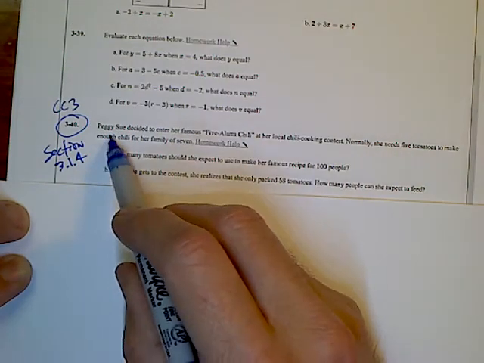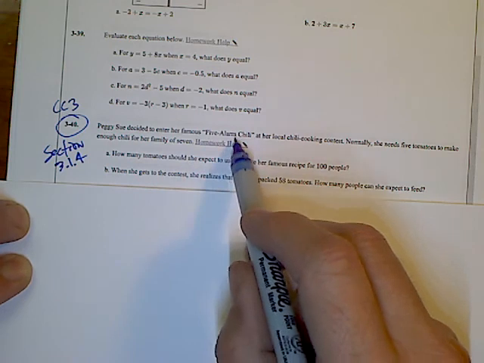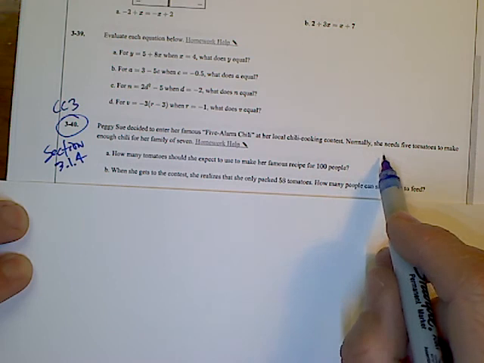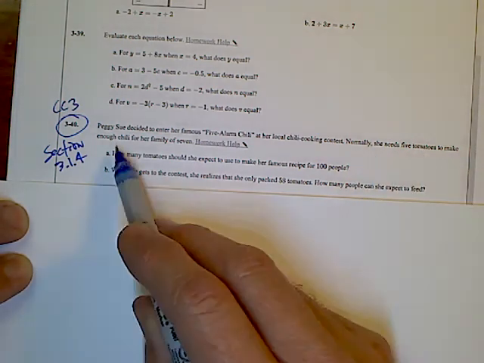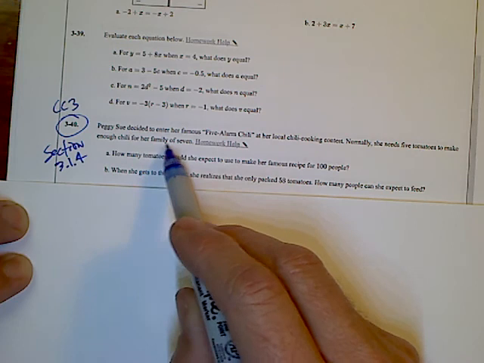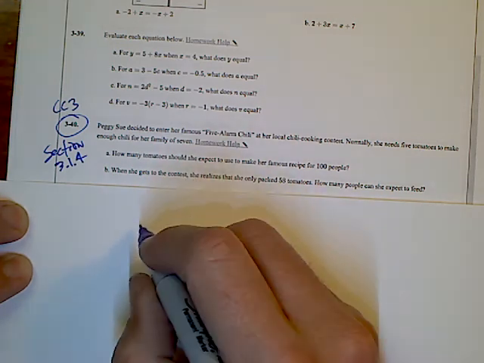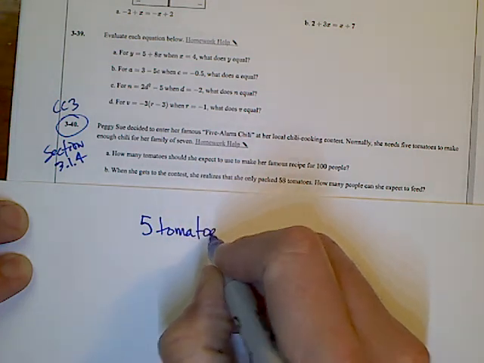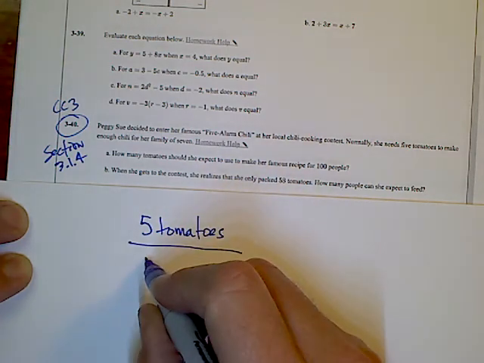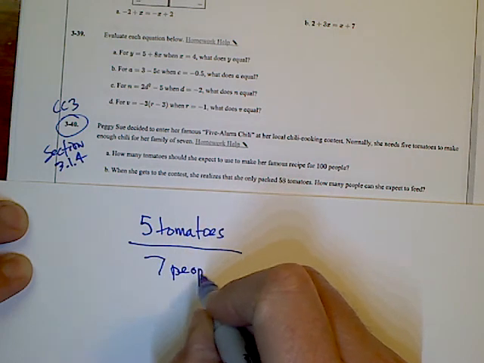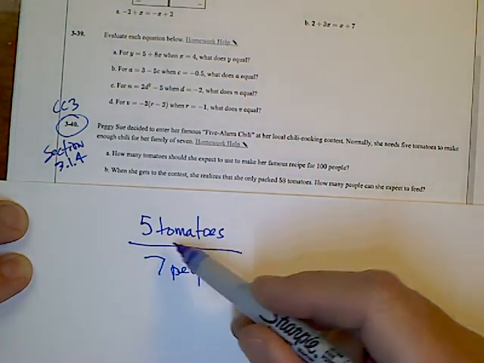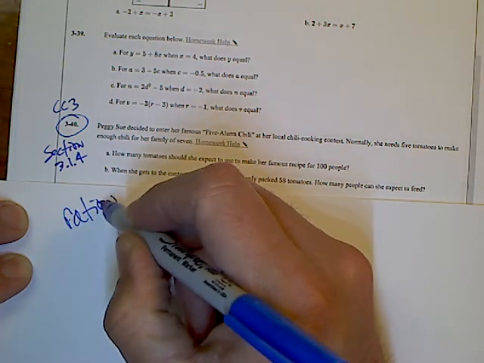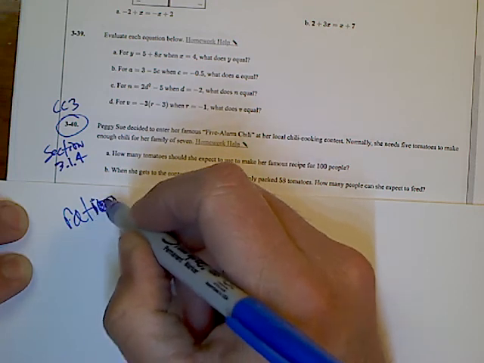It says Peggy Sue decided to enter her famous 5-alarm chili at her local chili cooking contest. Normally, she needs 5 tomatoes to make enough chili for her family of 7. So right there, I can write a ratio: 5 tomatoes for 7 people. That is my given ratio.